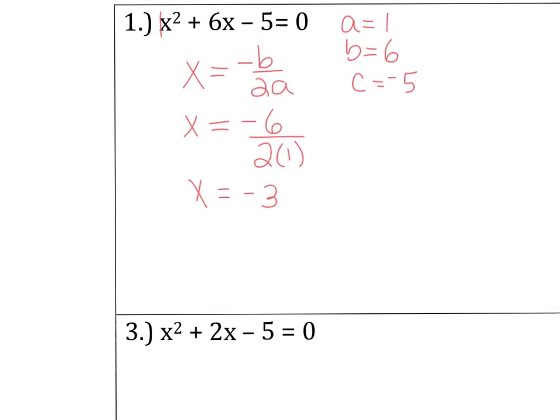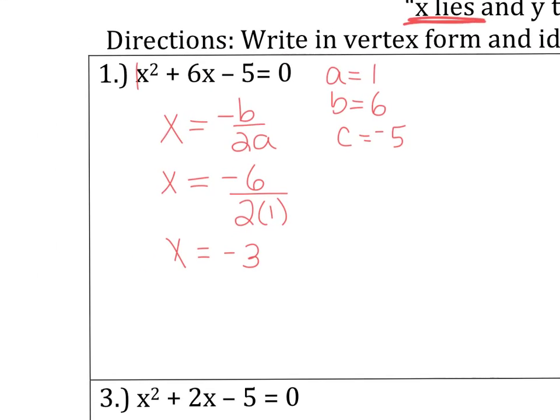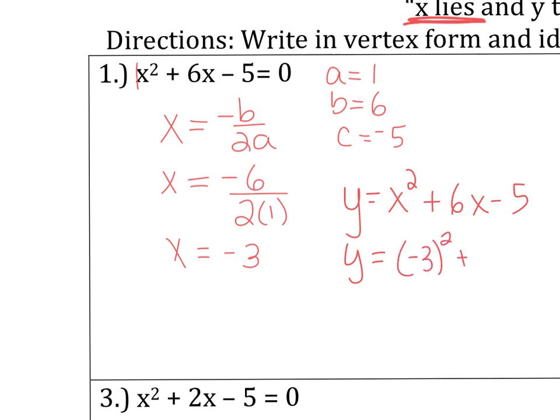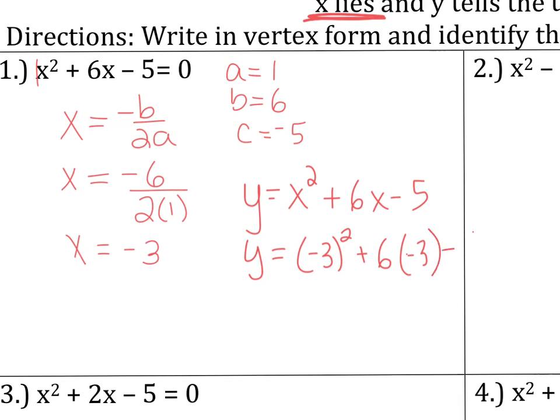Now to find my y value, because I need that, I'm going to take my equation, x squared plus 6x minus 5, and I'm going to plug in negative 3, because we know that negative 3 is the x value of the vertex. It's not just the axis of symmetry, it's both. When I plug this in, make sure you put the negative 3 in a parenthesis always, because when you square something negative without a parenthesis, it's not going to give you the right number. So this is going to give me 9, negative 18, take away 5.